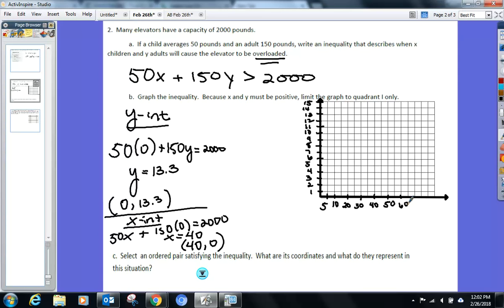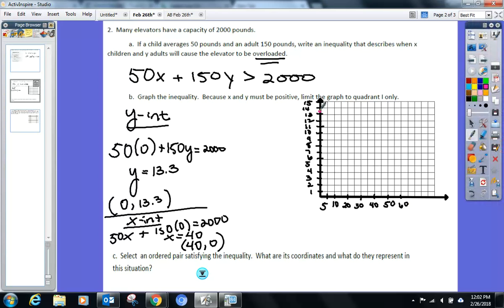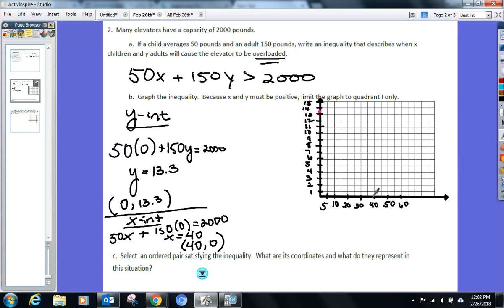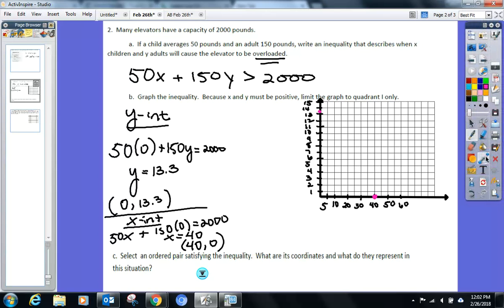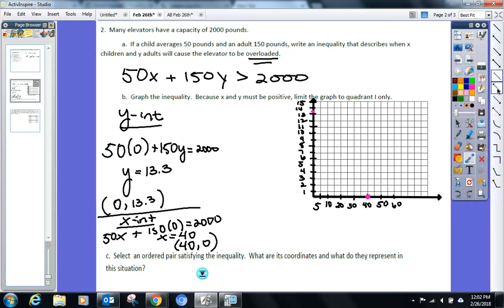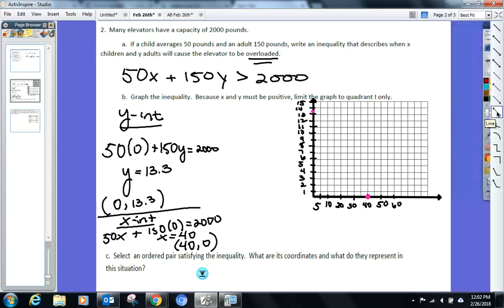Okay, so about 13.3 was my y-intercept. 40 was my x-intercept. That makes a line. Before you go, whoa, what type of line? Dotted. Why? There's no or equal to, so it's got to be dashed, dotted, however you refer to it. Please have a decent straight edge on you.